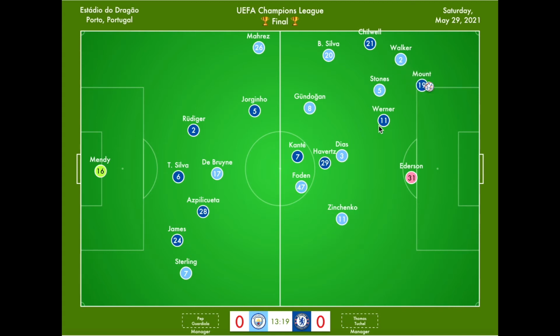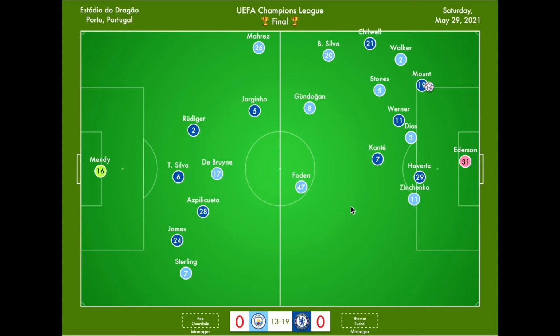Comes through here, Werner's here, Diaz is also now trailing in. Ederson has clearly moved back into goal. You have Havertz on this side, Kante coming in, Zinchenko, a little bit of Foden, Gundogan as well, and Mount crosses the ball over to Werner. At that point, he's in this location, and Werner has a clear shot on goal. It's just that he can't convert it yet again.